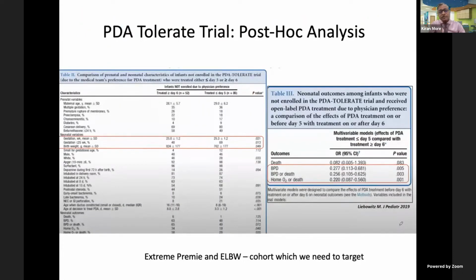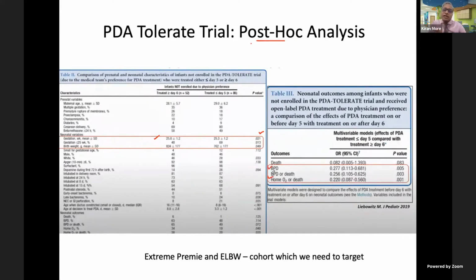Again, the PDA-TOLERATE trial was one of the largest trials, where they conservatively managed and decided to tolerate the PDA, and there was not much difference in the outcomes. But importantly, in a post hoc analysis of the PDA-TOLERATE trial, clinicians were allowed to treat the babies at their discretion. Looking at the data for treated babies, who opted out of the trial, these babies were extremely preterm, with a median age less than 26 weeks in both groups, and among those who were treated, the composite outcome of BPD or need for oxygen was significantly lower.